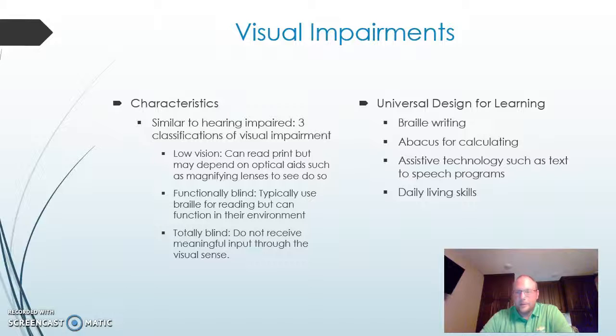Universal design for learning, Braille, obviously, is a big one here. Abacus for calculating, very important, something you can feel instead of something you have to see. Assistive technologies such as text-to-speech programs. Again, there's all kinds of assistive technologies we've learned about. Very important with these students to teach them daily living skills in school too. They're going to get a lot of that at home, but if we can do our part to help with that, that would be helpful also.